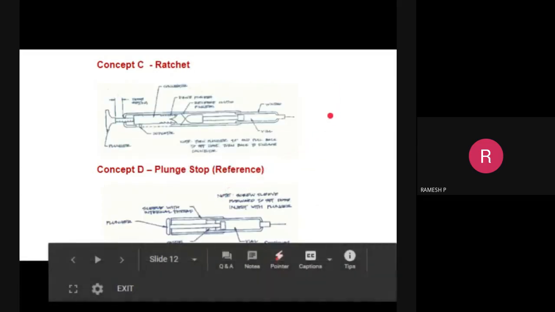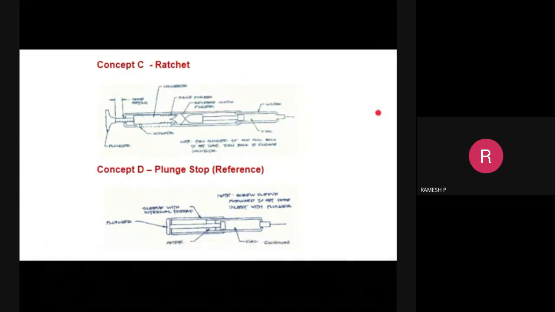Concept C, I am utilizing a ratchet mechanism. I hope you know what a ratchet mechanism is; we have studied that in MD2. Concept C requires turning the plunger by 90 degrees, and pulling back to refill the syringe. So the ratchet engages the corresponding pusher when the plunger is being pushed and gets disengaged when the plunger is being pulled out. Here again, the dose is set by the overall length of the stroke.